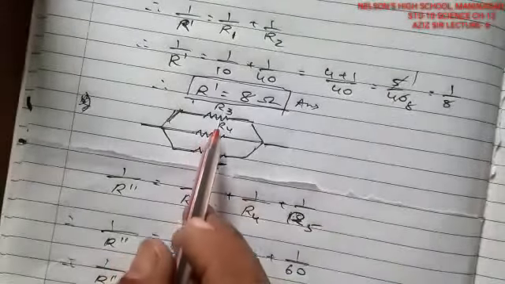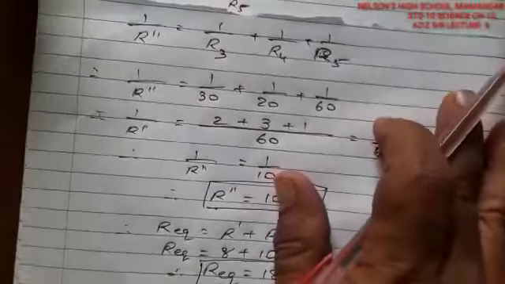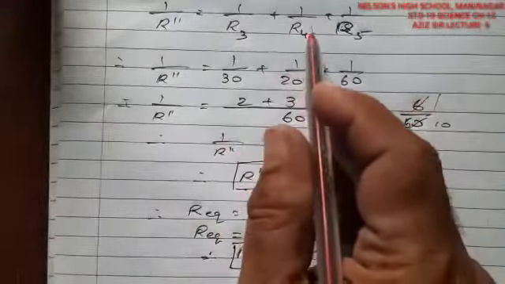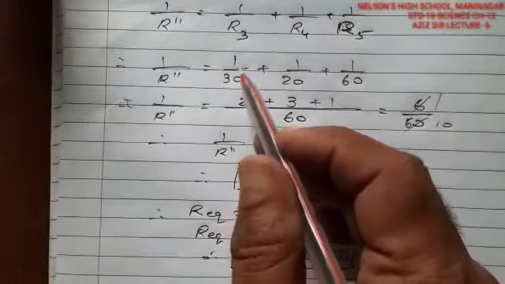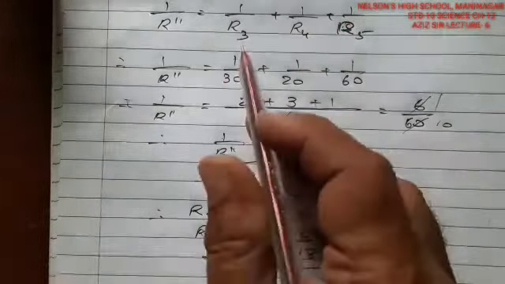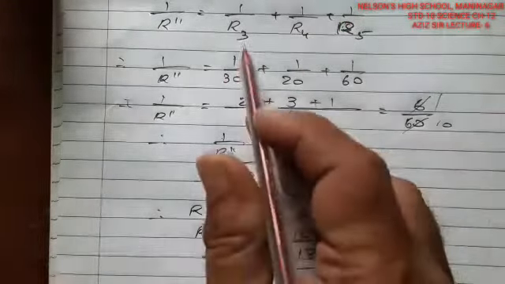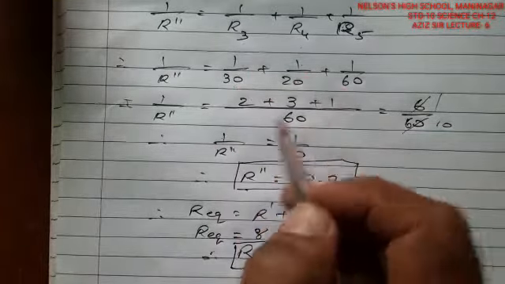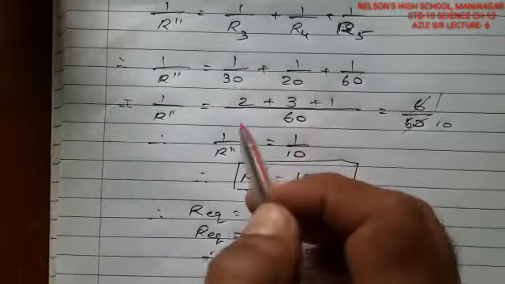The second, that was the below part, is R double dash, that is R3, R4 and R5. Now 1 upon R double dash is 1 upon R3, 1 upon R4 and 1 upon R5. So 1 upon 30, 1 upon 20 and 1 upon 60 are R3, R4 and R5. You may see the values in the book. Making an LCM, it turns out to be 60. So 2s are 60, 3s are 60 and 1s are 60. So 2, 3 and 1 comes out to be 6 by 60, that is 1 by 10. So R double dash comes out to be 10 ohms.